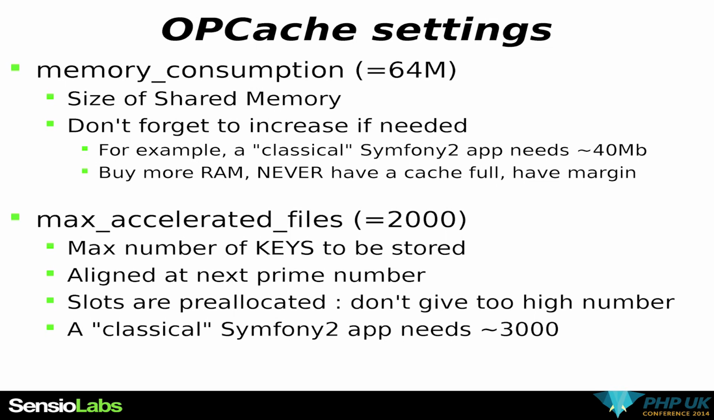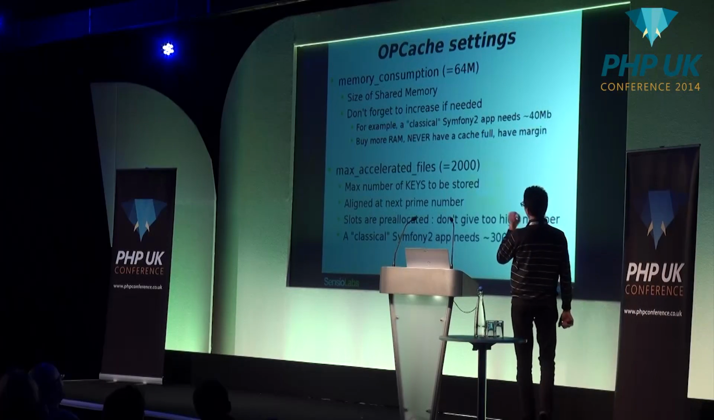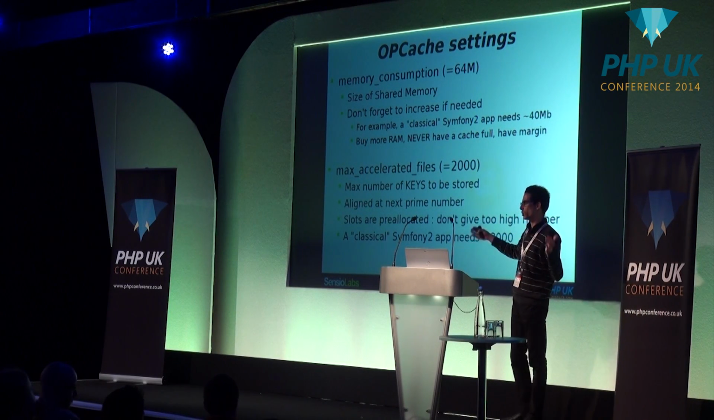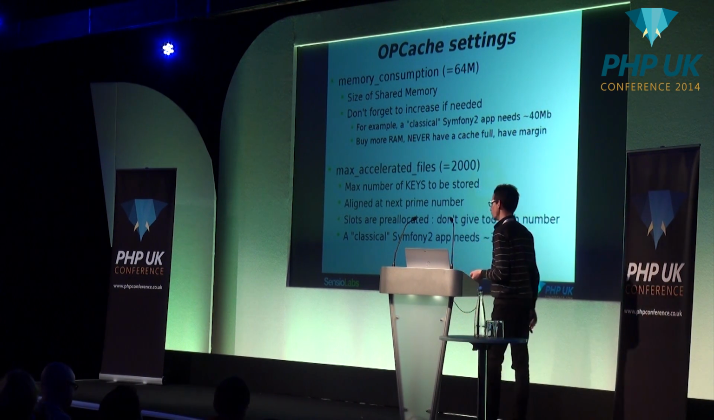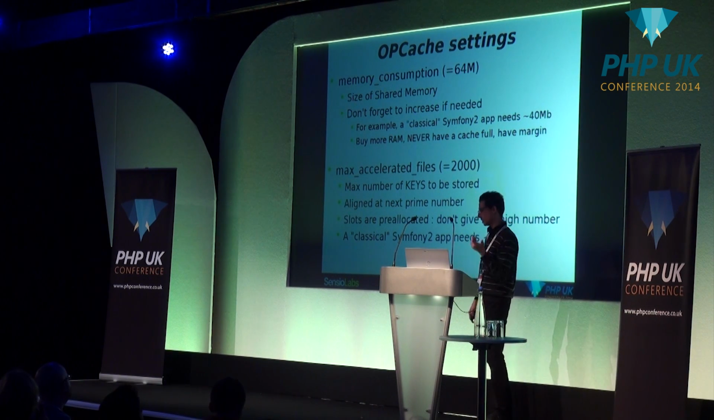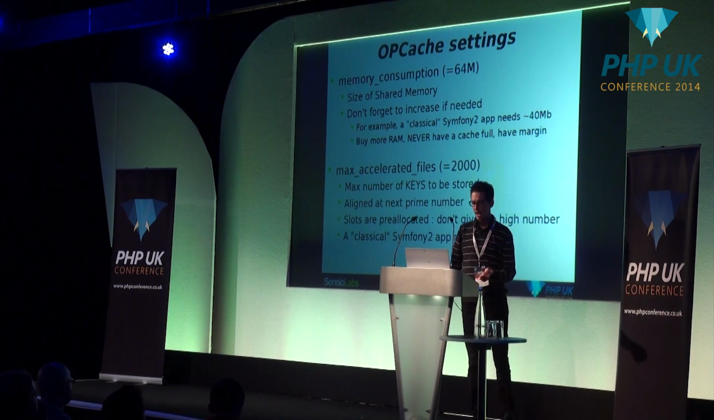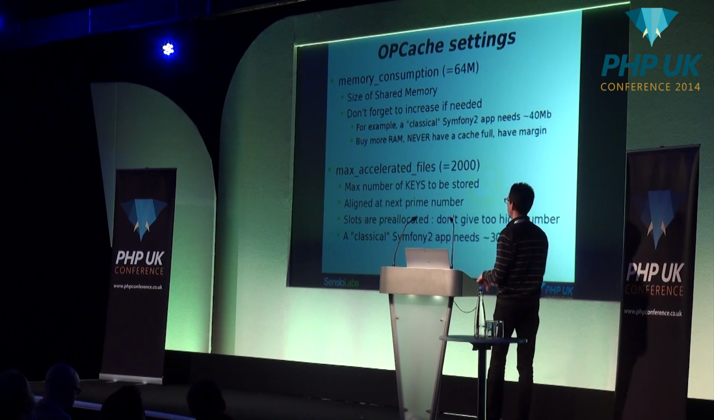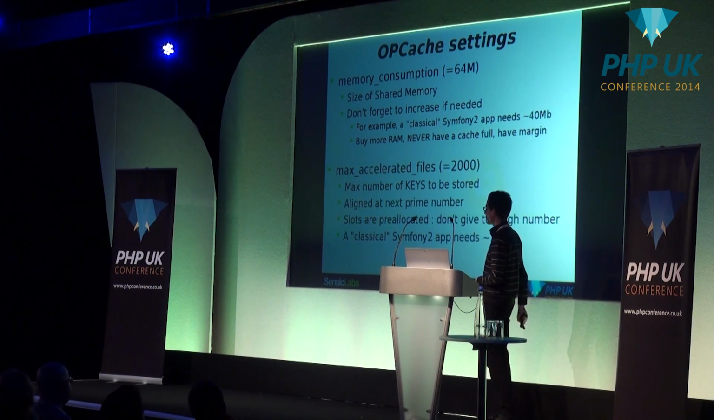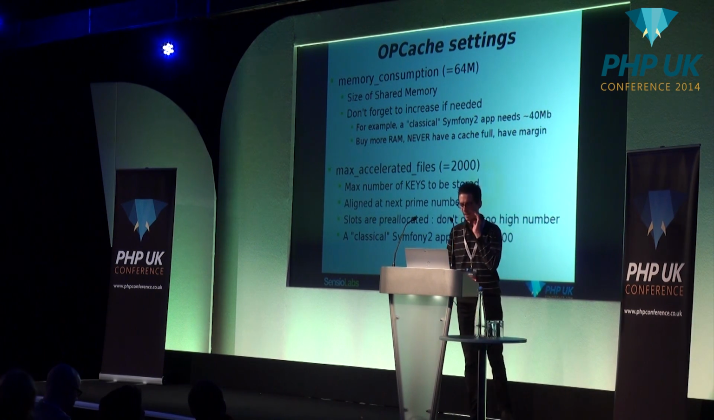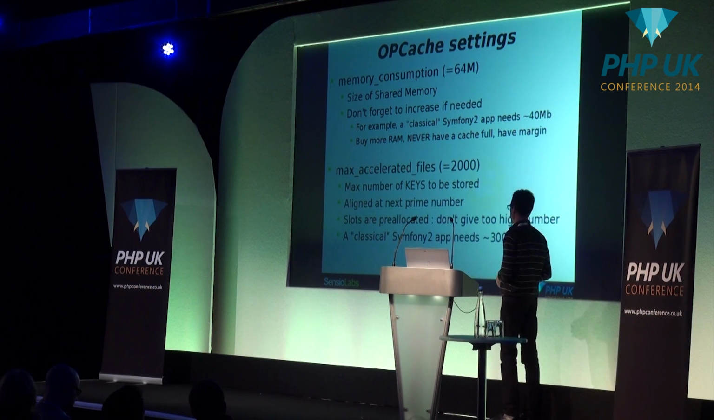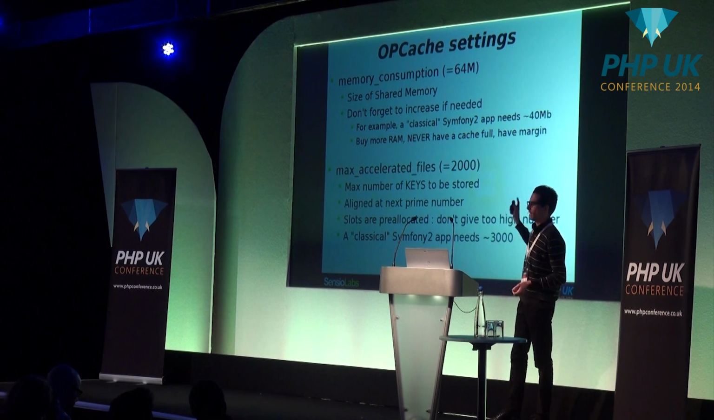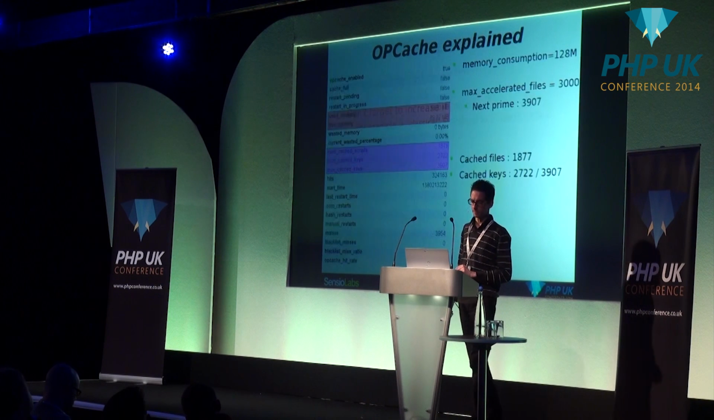So what you have to know about Opcache is the settings. It's the same as for APC. Memory consumption is the size of the shared memory segment. You should always have enough memory. If you don't, PHP will lag and start crashing and things like that, so make this huge enough. Max accelerated files is the number of keys, which is not the same as the number of files, to store in the cache. A classical Symfony 2 application needs about 3,000, and by default it's 2,000, so take care of this as well.